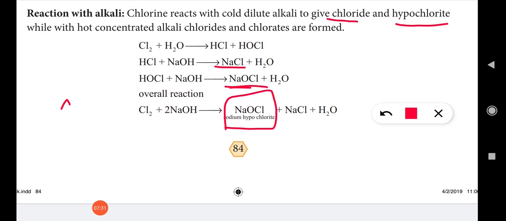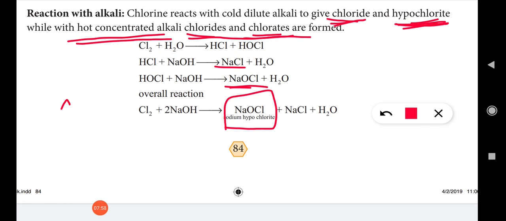So with hot concentrated alkali, chlorides and chlorates are formed. So cold dilute means chloride and hypochlorite form. So cold dilute alkali means chloride and hypochlorite. Here hot concentrated alkali means chlorides and chlorates. The only difference is hypochlorite in one case, but here chlorates are formed.